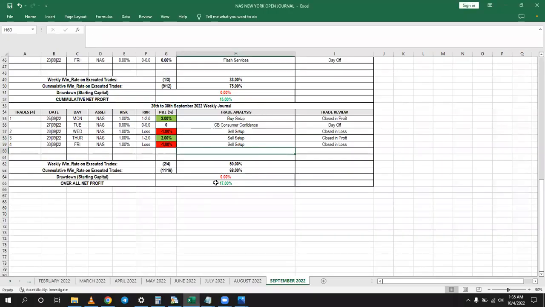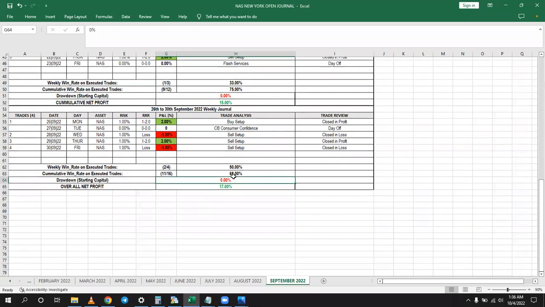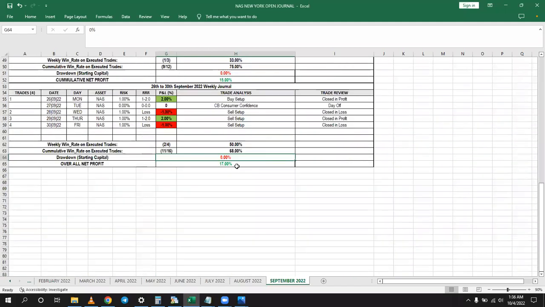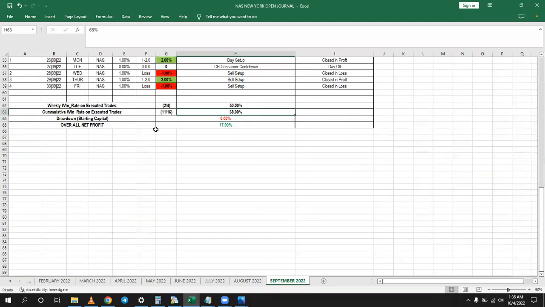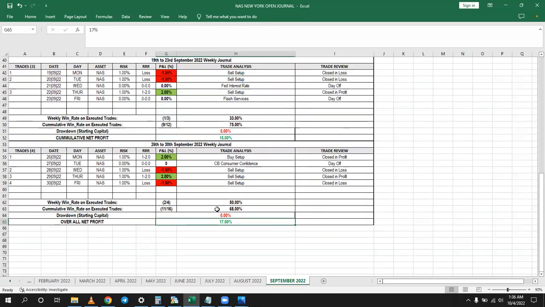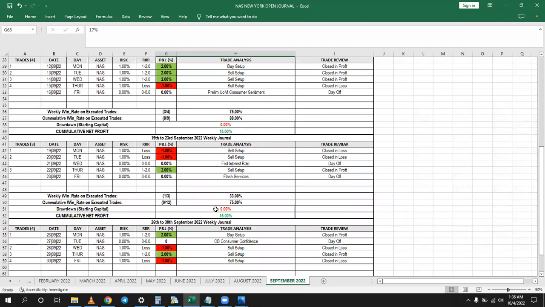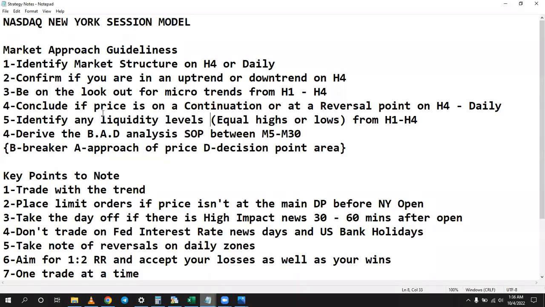Yeah, so week 5, 4 trades and 2 wins only and 2 losses. So it was a 50% week. The overall win rate for the entire month of September was 68%, and the overall profit 17%. Yeah, so now these are the results of the data I was able to backtest using this model here, right? The Nasdaq, the New York session model.